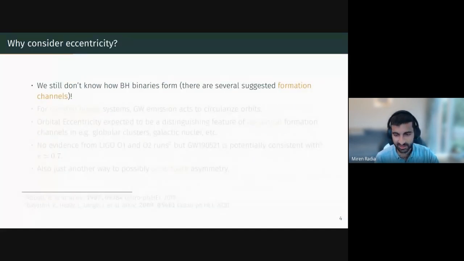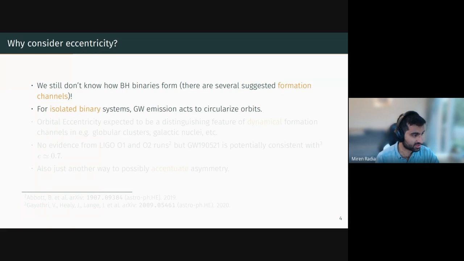Okay, so I've talked about kicks. Now let's move on to eccentricity. So why do we consider eccentricity? I guess the main reason is we still don't know how black hole binaries form, and there are several suggested formation channels. Currently, it's widely believed that most black hole binaries form from primordial star binaries in isolated systems, but there are some recent studies which suggest that the proportion of black hole binaries that have formed dynamically is much higher than what was previously thought.